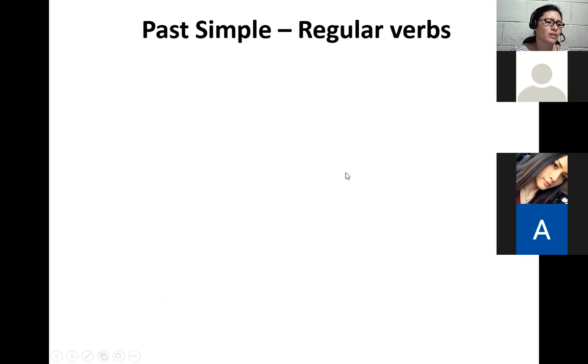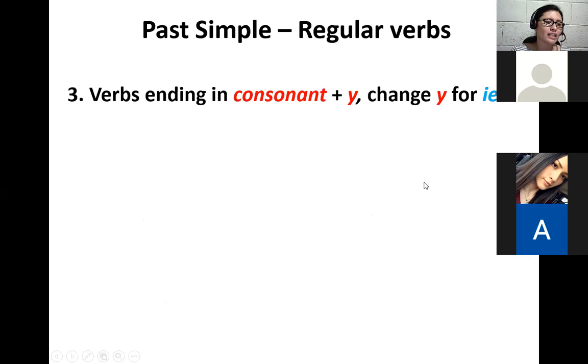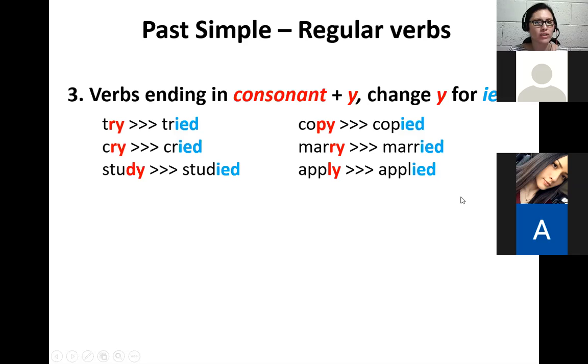Then we got rule number three, right? So verbs ending in consonant plus Y, they change Y for IED, right? For example, you got try, it ends in Y, but before the letter Y, we have a consonant, right? Tried. It means that if I have this combination, a consonant plus Y, all what I have to do is to change the letter Y to the vowel I, and then I add ED. So try, tried, cry, cried, study, studied, right?